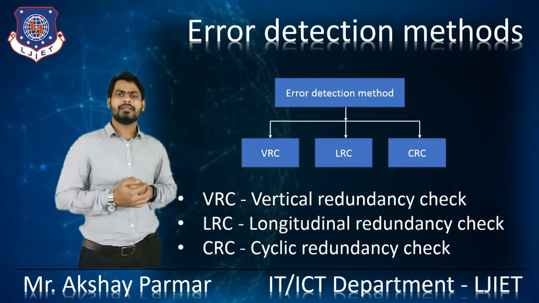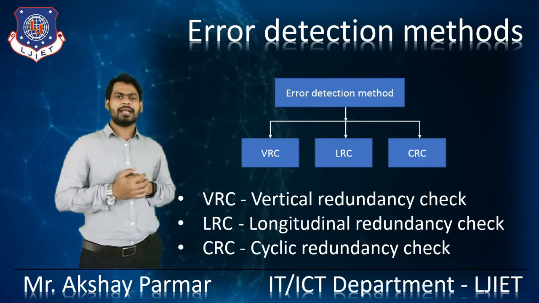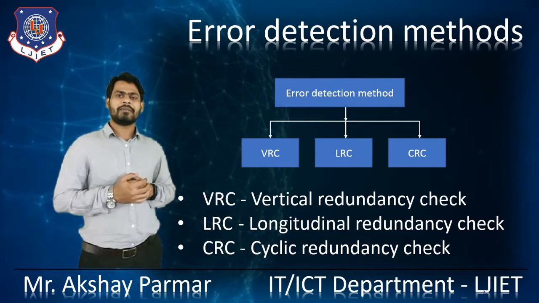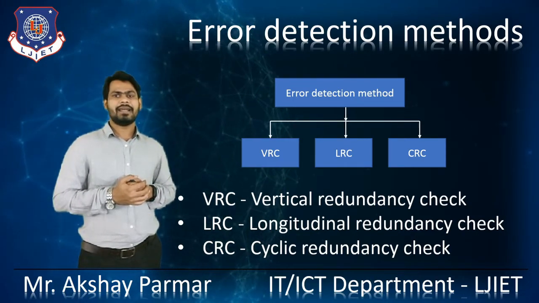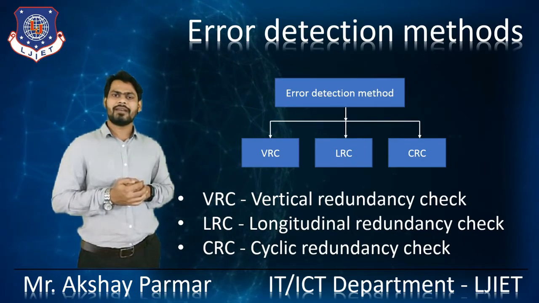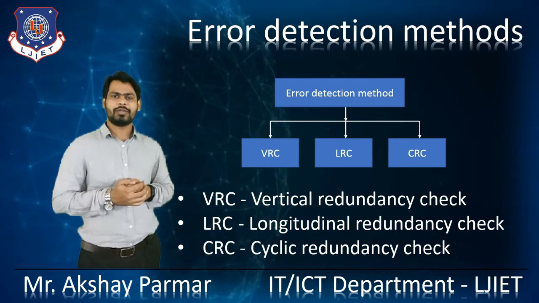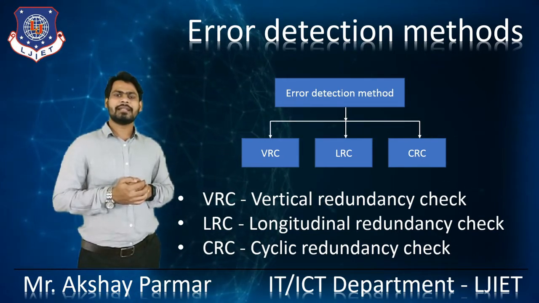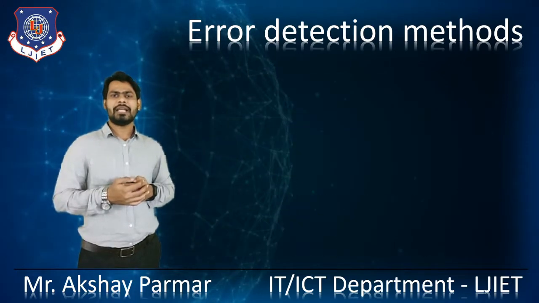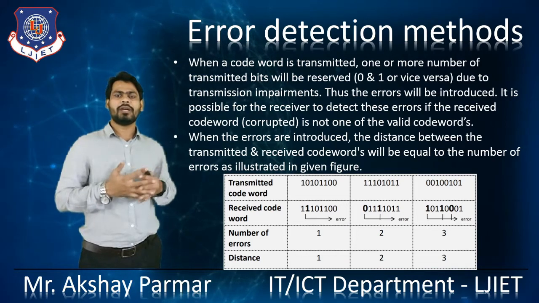And let's see the error detection methods. There are mainly three methods to detect whether an error has occurred or not: VRC, LRC and CRC. VRC stands for vertical redundancy check, LRC stands for longitudinal redundancy check, and CRC stands for cyclic redundancy check. So let's see why the error detection method is needed.